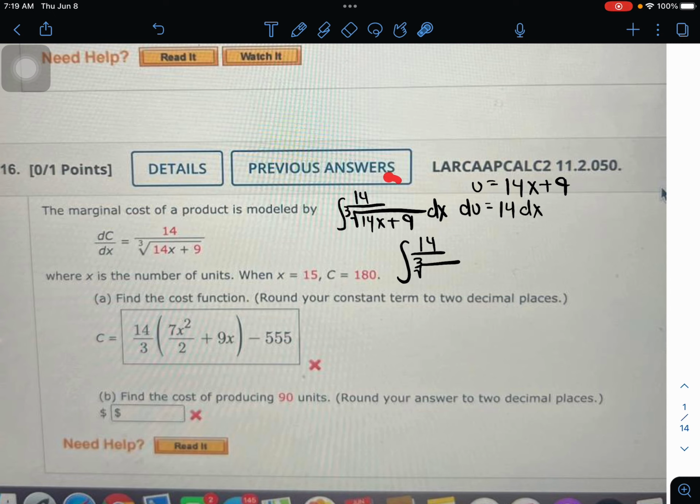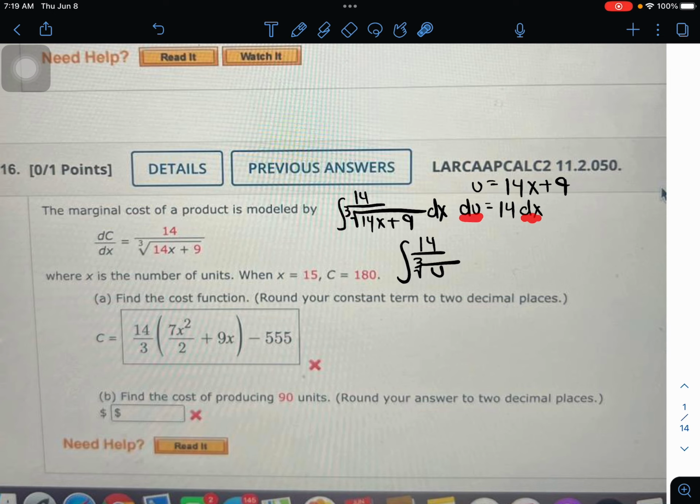So I'm going to rewrite this whole thing and see if I can rewrite it in terms of u and du. So I have 14. I have the cube root. This 14x plus 9, well, look right here, it's actually u. So I'm not going to put 14x plus 9, I'm going to put u. And look right here, this dx, I want to see if I can rewrite it in terms of du. Well, we're pretty close right here.